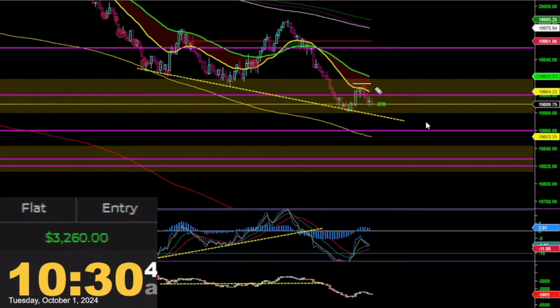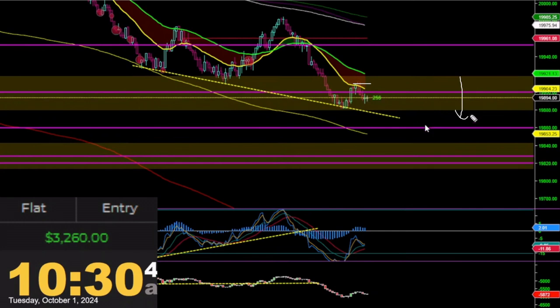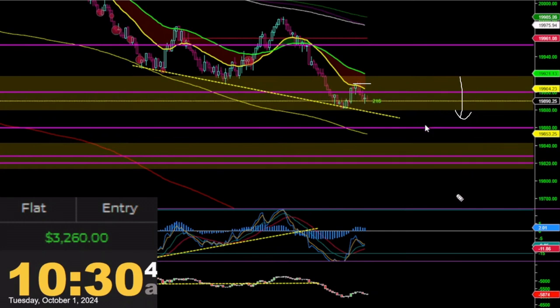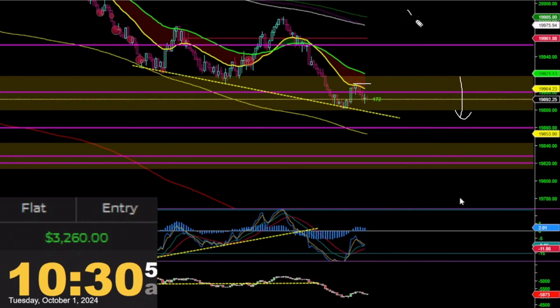We just bounced off the option, which is a good indication. We're going to try to come down to this level. The indicators are not in my favor, but the option is, and the trend is still down.